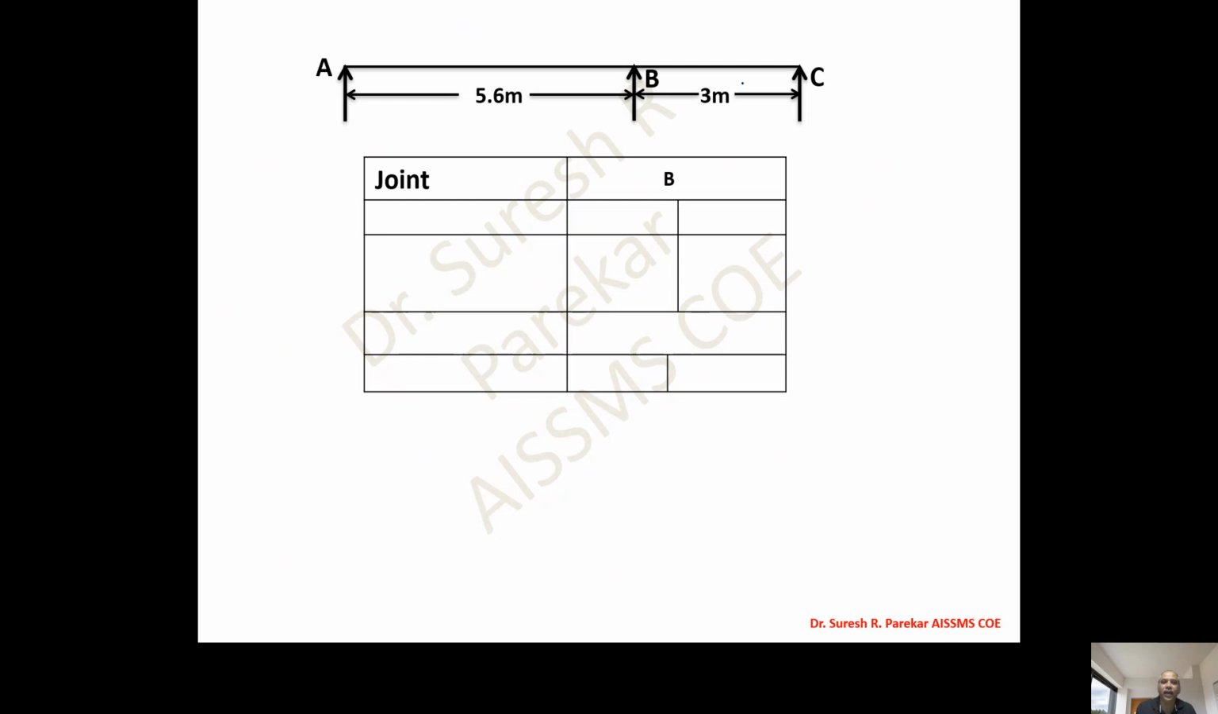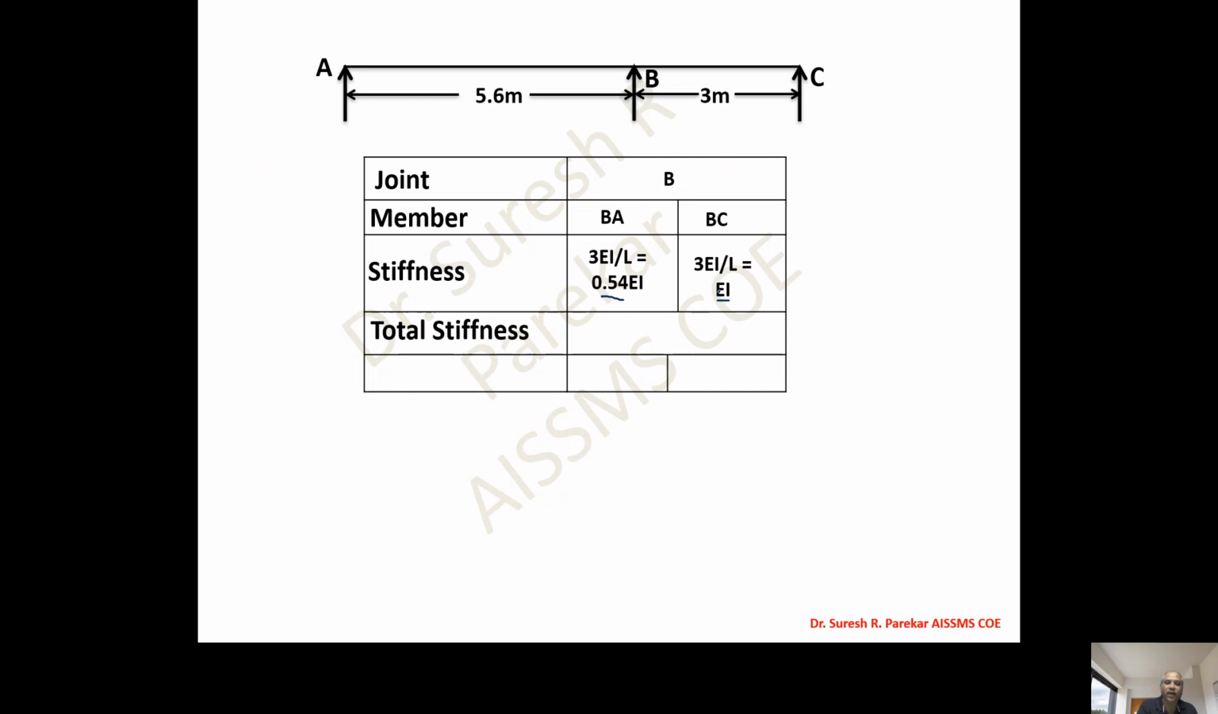Now we have B. Now A is simply supported, C is simply supported. So we have stiffness values of 3EI by L for BA and 3EI by L for BC. And then we will substitute the value. In the first we have 3EI upon 5.64 and 3EI upon L. So 3EI upon 3, that is EI.